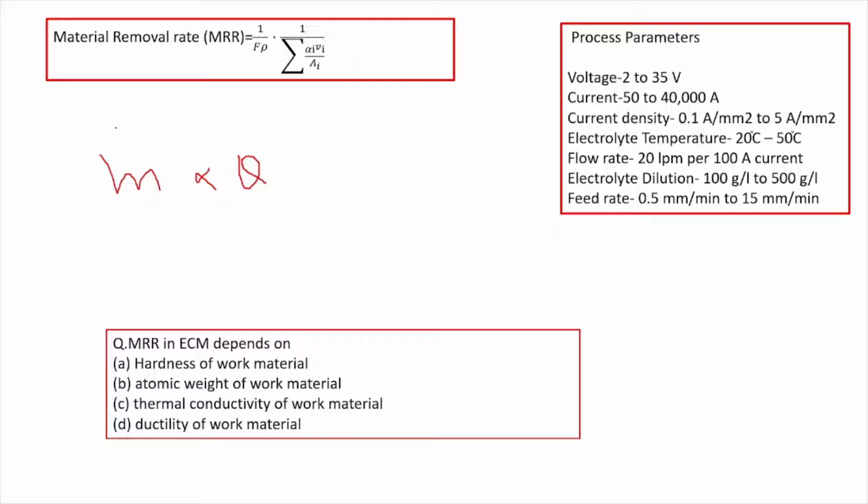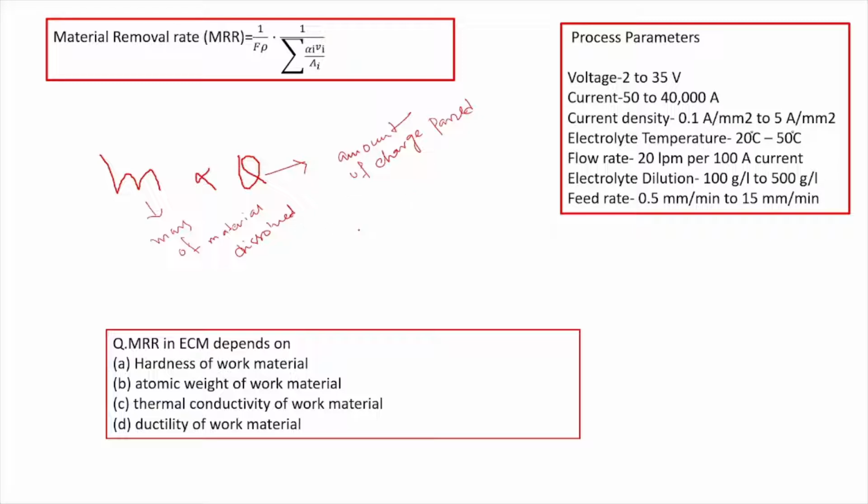Here M is the mass of material dissolved, and Q is the amount of charge passed. So according to Faraday's law, M is directly proportional to Q.